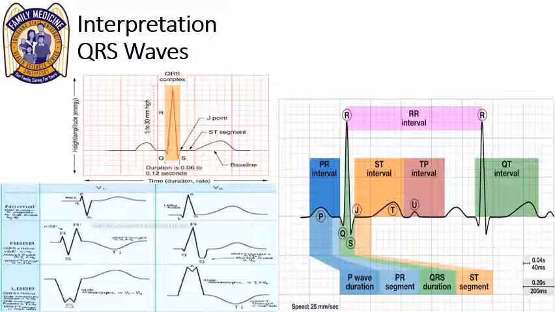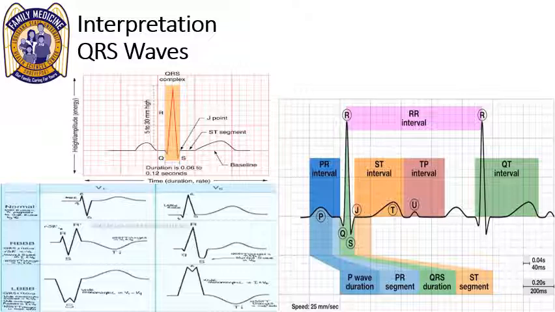Regular means that it is the same from each QRS complex. This is important because irregular QRS complexes that are wide, what does that mean? That means you better shock them, because that's probably VFib. And then regular QRS complexes that are wide, that's VTach, and you should probably give them a medication if they're stable enough, or shock them.